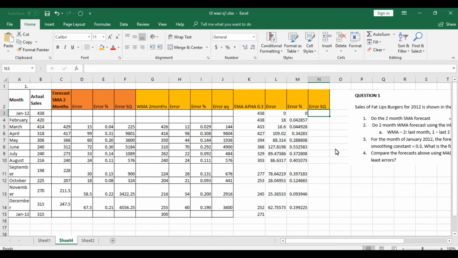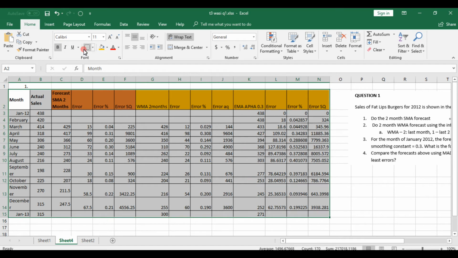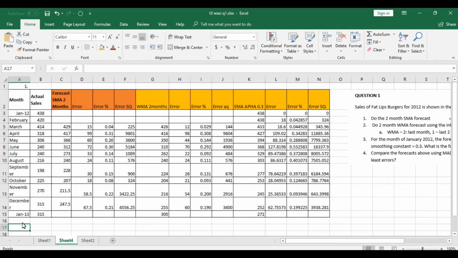Error square means just to have the square of error. For that we have the formula power of error comma 2. Just drag it down, so just make it look nice, as we need some for this value in order to find MAD, MAPE and MSE.